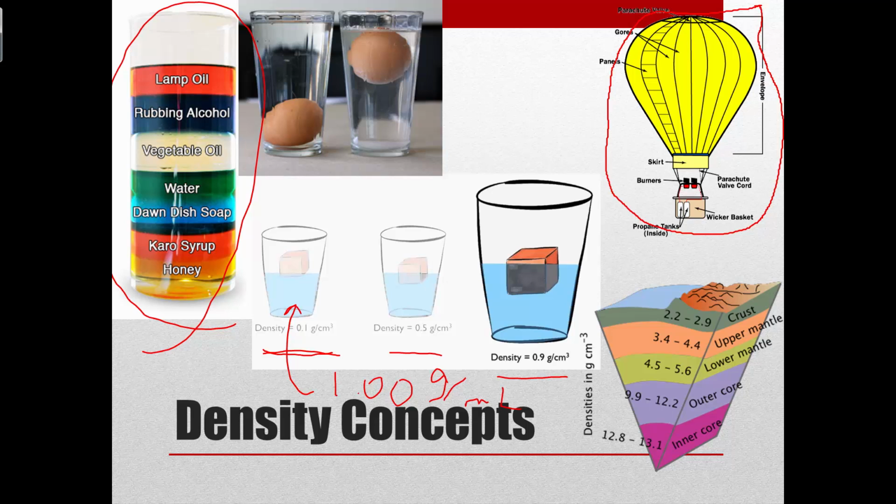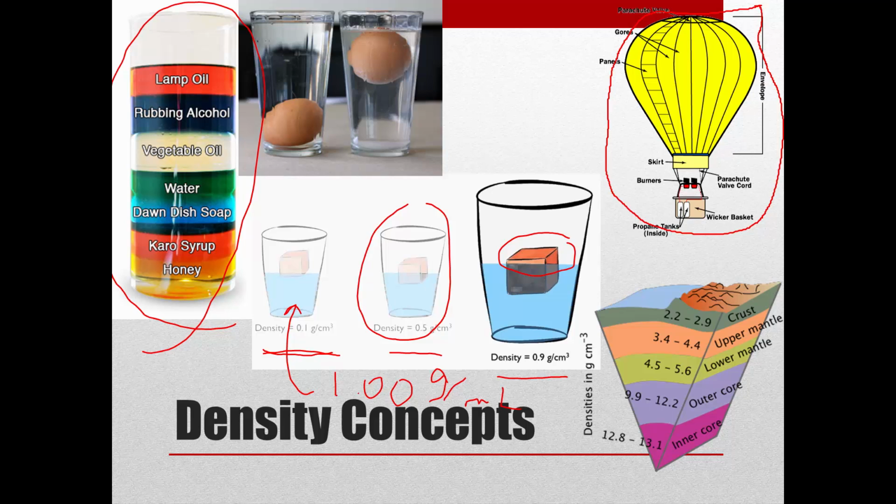So something with a density of 0.1 is going to have 90% of it not underwater. 10% will be underwater. Something that has a density of 0.5, such as this one here, is going to have half of it above and half of it below water. Something with a density of 0.9 is going to have 10% of the object above water and 90% below.